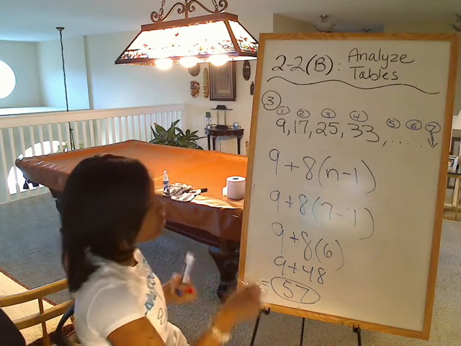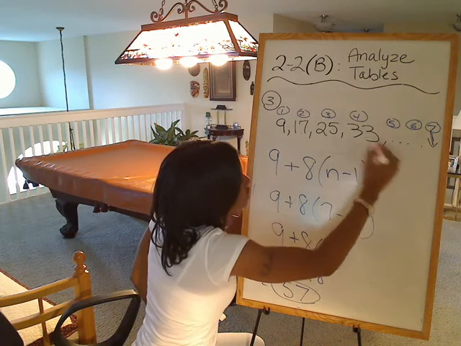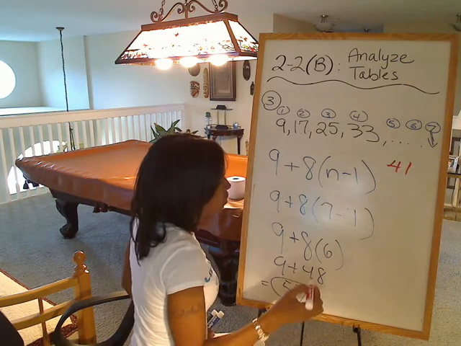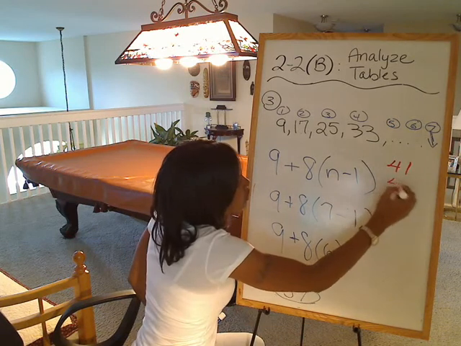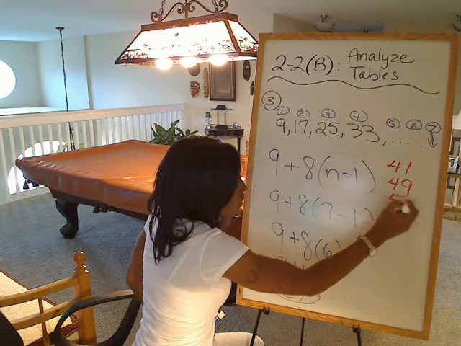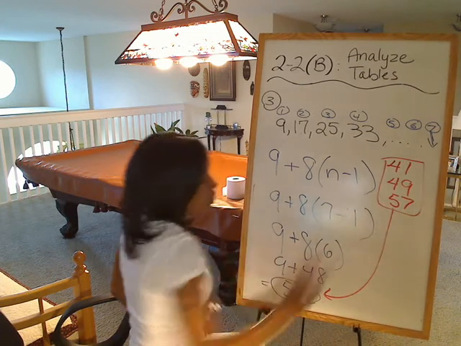All right, let's check it the way most people like to do it. Let's keep adding 8. 33 plus 8 gives you 41, I believe. 41 plus 8 gives you 49. And 49 plus 8 gives you 57. So I was right. Get the same number. So these are your answers.